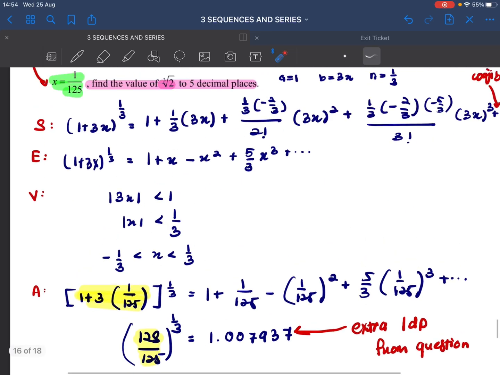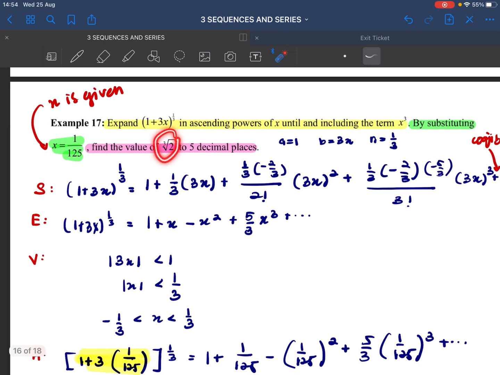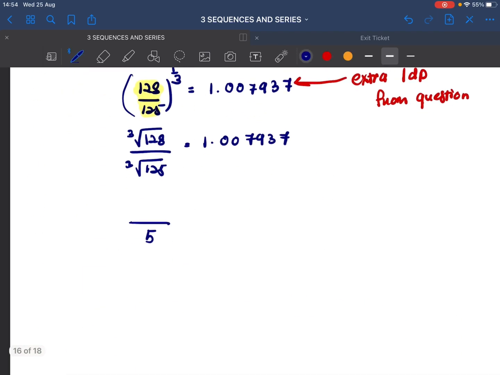So now we want to find cube root 2. So we have to create a cube root 2, so there must be a 2 here. So how to find the other number? Basically, 128 divided by 2, which gives us 64.